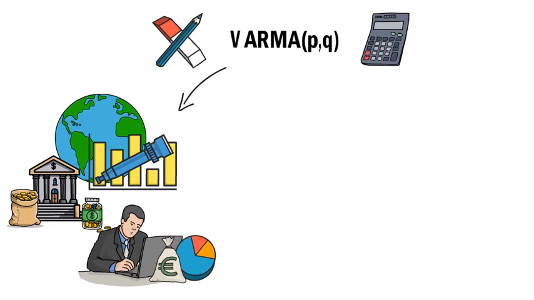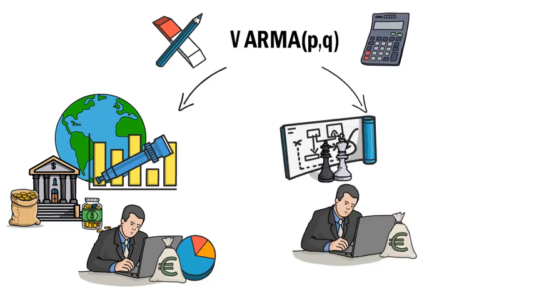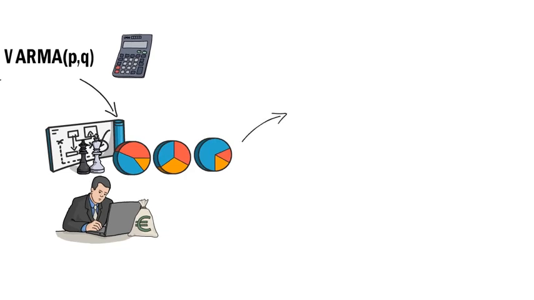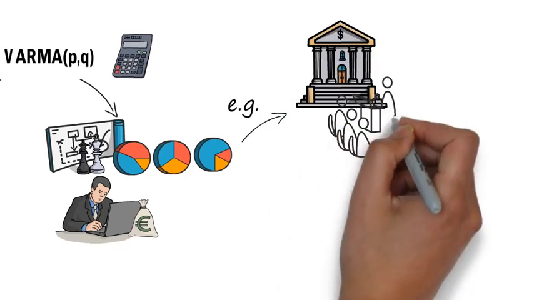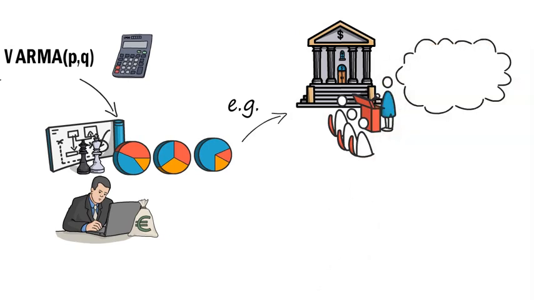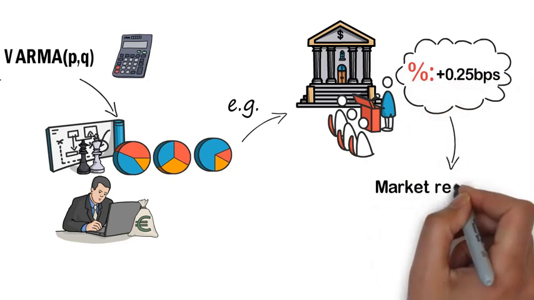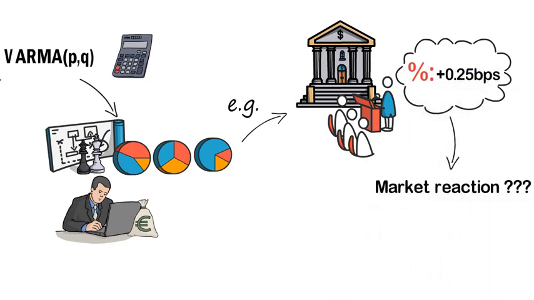Now, these VARMA(p,q) models are also useful for tactical investment management. They allow you to answer questions like, how are equity, bond, and option markets responding if the central bank increases the policy rate by 25 basis points? Or, how does my portfolio risk change if inflation increases by 0.5% and unemployment drops by 0.2%? Or, how does the value of my multi-asset portfolio change if market risk increases by 1%?